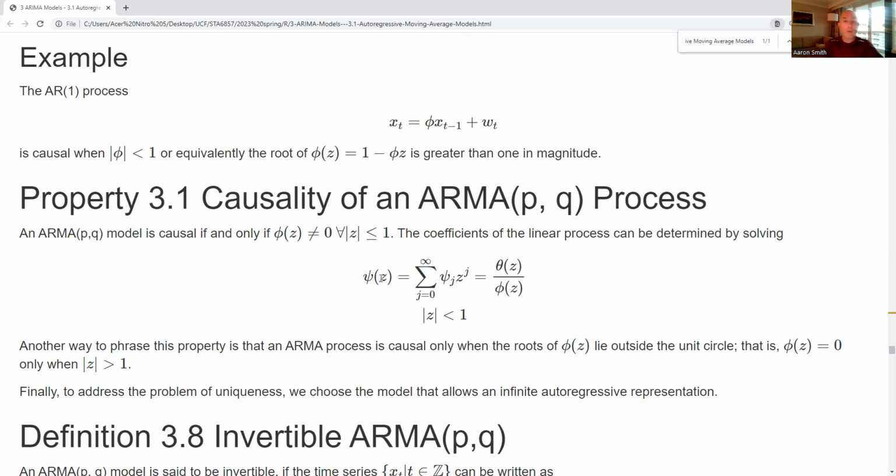Now, we're going to say that z is less than 1 in magnitude for the infinite series. All right, so another way to talk about this property is that all the roots of phi need to be outside the unit circle.